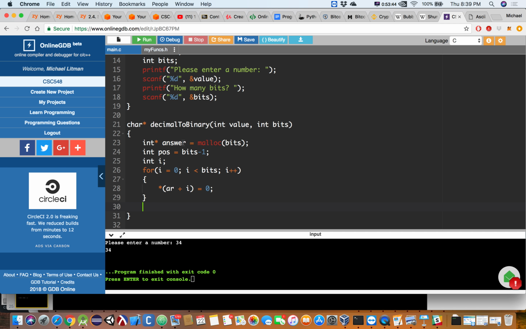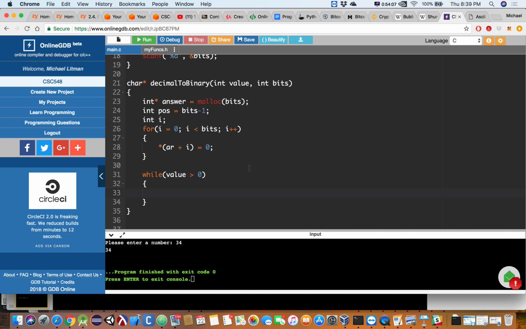Now we're going to go through and do our divide thing for our value over and over again, and we're going to place the remainder at position pause in memory and then subtract 1 from pause. So we're building this guy in reverse. We're going to say while value is greater than 0, so as long as value is still a thing, there's still something in there. We're going to go ahead and say the value that lives at, and this guy is not called ar, it's called answer.